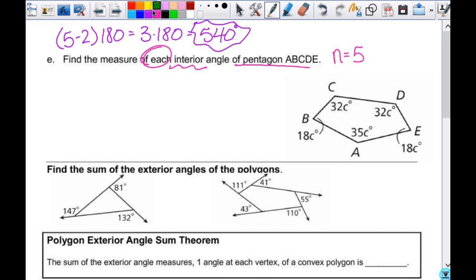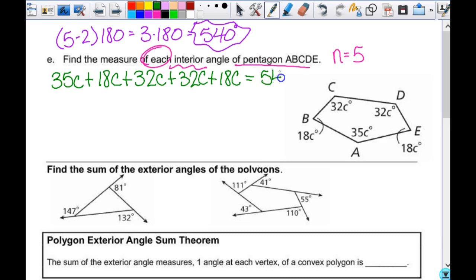So I need to add all those up. I'm going to do that. I'm going to get 35C plus 18C plus 32C plus 32C plus 18C. And all that equals what? 540. Does it also equal 135C? Yeah, and if I put that there, it's a true statement. Is it going to get me anywhere? No. That's why, first step, zero work. You substitute everything in. That is your setup. That right there is way more important than any other step in here, including the answer.